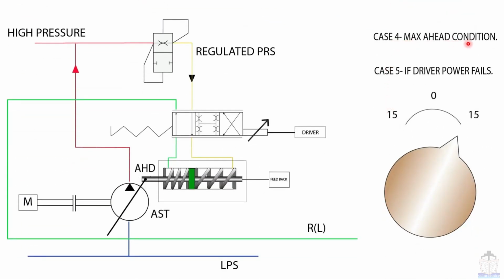Case number 4, maximum ahead condition. Case 5, if driver power fail, MPC fail or channel 70 fail. In all such type of condition, swash plate cam will move to ahead direction. That means driver fails, MPC fails or channel 70 fails, this spring force will come into action and thereby this hydraulic pressure acts this side, which pushes this piston for maximum ahead position.